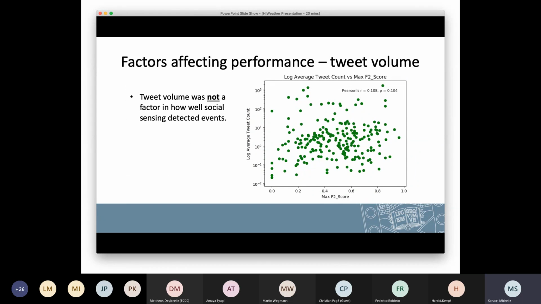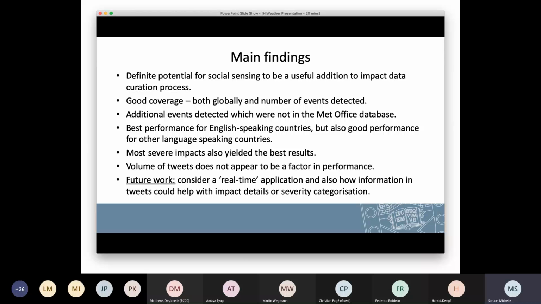So in summary, our main findings were that there's definite potential for social sensing to be used to help collect impact data. We saw good coverage both globally and also in terms of the number of events that we detected. We also detected additional events which weren't in the Met Office database, which is really good. We saw best performance for English-speaking countries, but as I said, we can improve the performance for other language-speaking countries, perhaps by adding in terms in other languages. And volume of tweets doesn't appear to be a factor in performance, which again is really great.